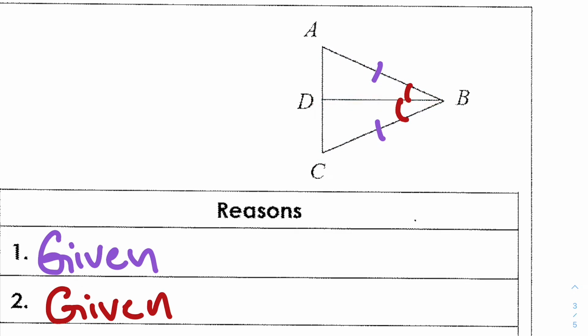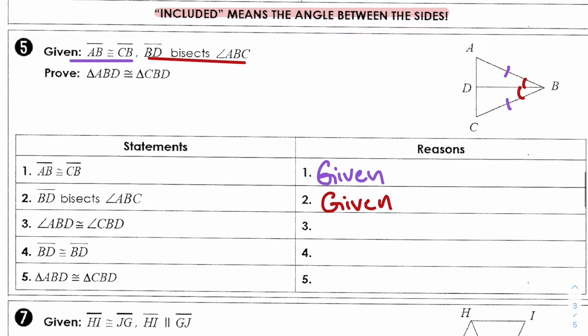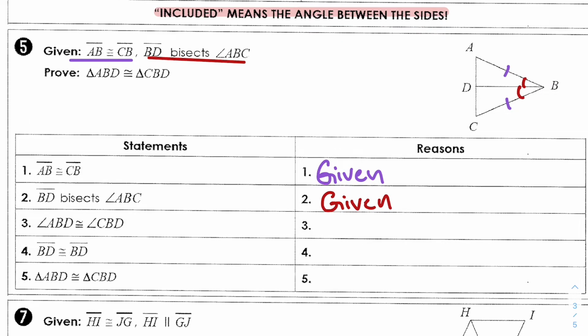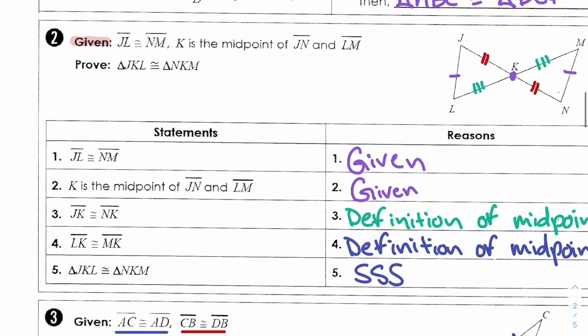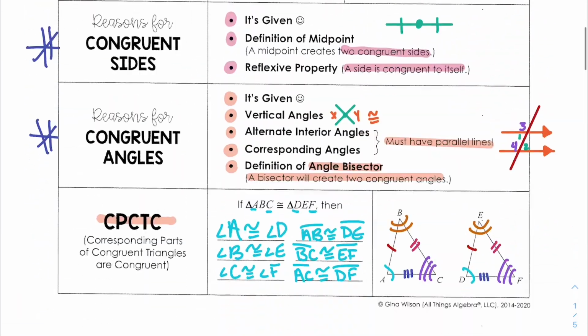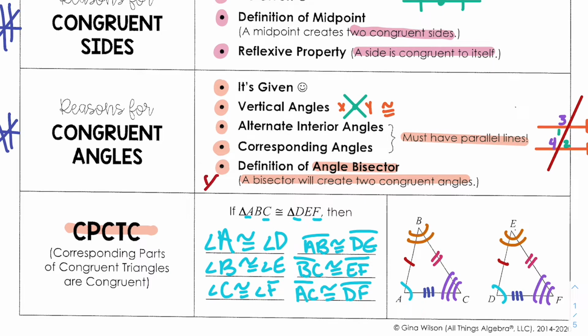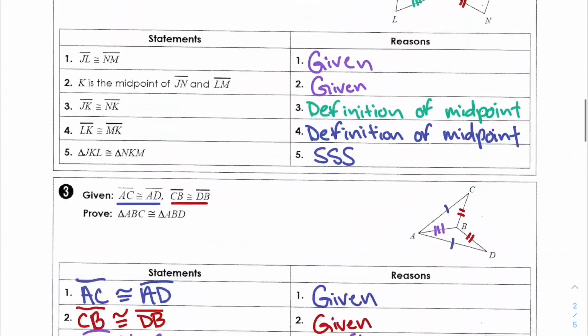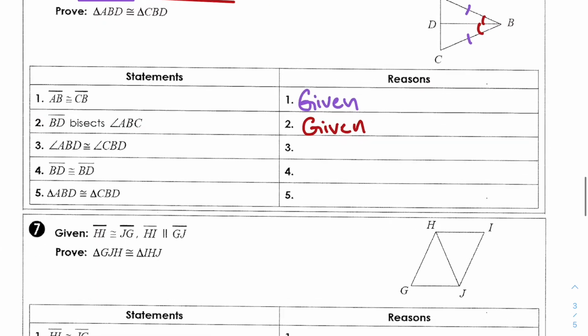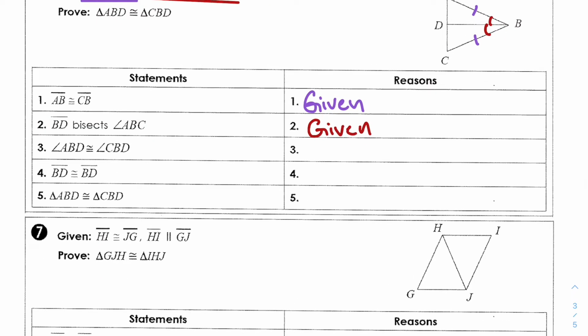And if you look at my third statement, it is that. It's why I just said ABD is congruent to angle CBD. And why is that? You can go back to your reference sheet if you don't know. So we go back to our reference sheet, reasons for congruent angles. Definition of angle bisector. Because we know that if we have a line that bisects, that's an angle bisector. So, definition of angle bisector.